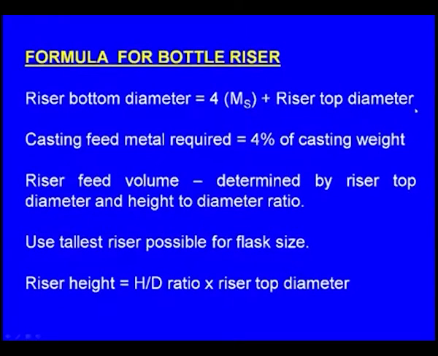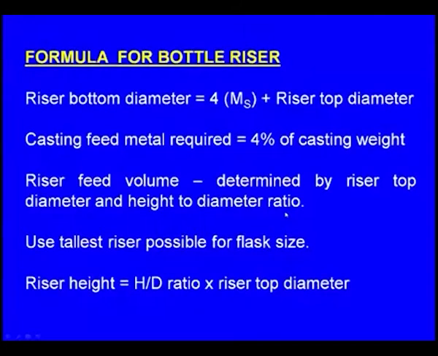Formula for the bottle riser. How to design the bottle riser? Riser bottom diameter is equal to 4 into ms plus riser top diameter. The casting feed metal required is equal to 4% of the casting weight. Riser feed volume is determined by the riser top diameter and height to diameter ratio. Use the tallest riser possible for the flask size, and riser height is equal to h/d ratio into riser top diameter.